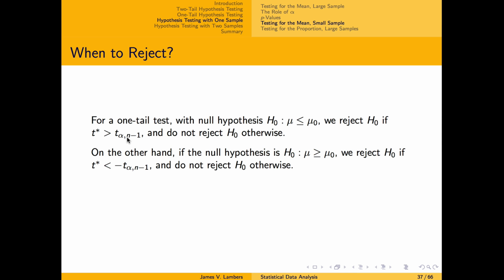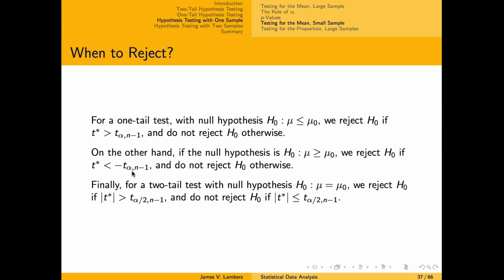Similarly, if a null hypothesis is mu greater than or equal to mu naught, then the alternative hypothesis is mu less than mu naught, so we reject H0 if x bar is so much less than mu naught that it is statistically significant, which is equivalent to t star being less than minus t alpha n-1. Finally, for the two-tailed test, the alternative hypothesis is mu not equal to mu naught, so we reject H0 if t star is far enough away from 0 to be statistically significant, where the threshold for statistical significance is indicated by t sub alpha over 2 n-1.